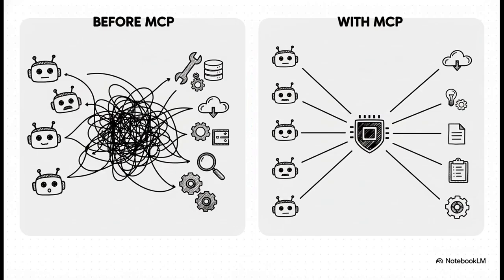Now, look at the right. MCP changes the math. Instead of M times N, it's M plus N. Every model just needs to speak one language, and every tool needs to speak that same language. The problem goes from 50 connections down to a much more manageable 15.